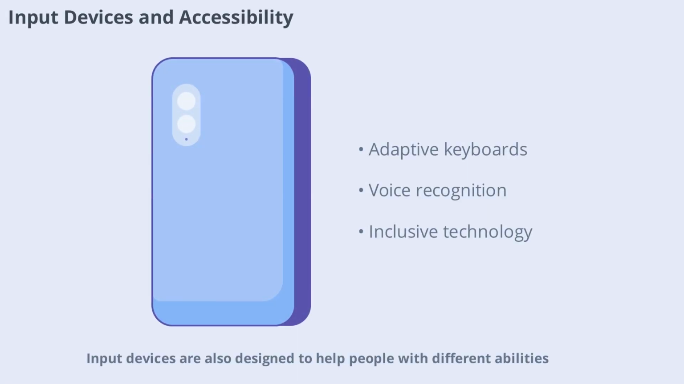Input devices are also designed to help people with different abilities. For example, there are special keyboards for visually impaired users, voice recognition software for those who can't type, and adaptive mice for people with limited hand movement. These innovations make computers accessible to everyone.